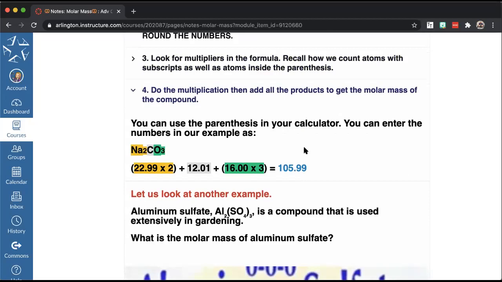You can do it in multiple steps. If you want to multiply and get all the answers and then add them up separately, you can do it in 2 steps. Or if you like to do everything in your calculator at once, you can put everything in parentheses. You just have to make sure you put parentheses around the multiplication so that it does the right order of operations. So for this one, 22.99 times 2 plus 12.01 plus 16 times 3. And when we add all of that up, we get 105.99.